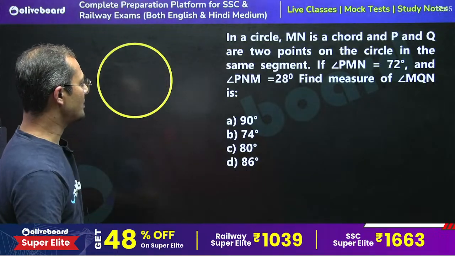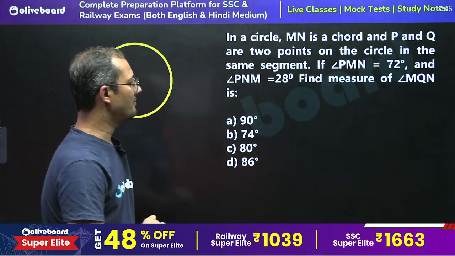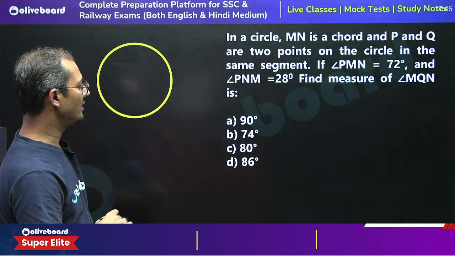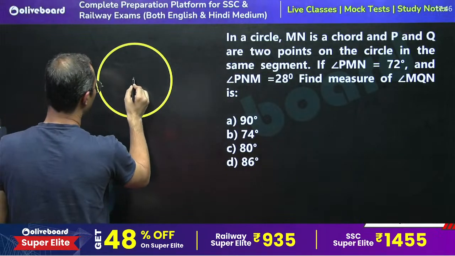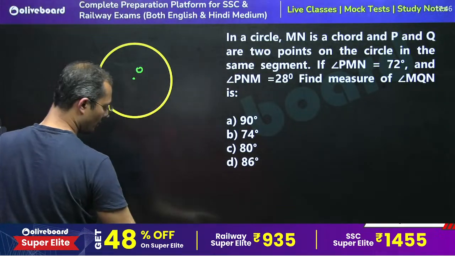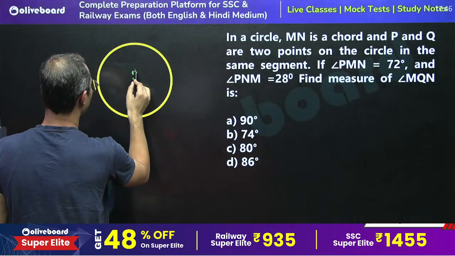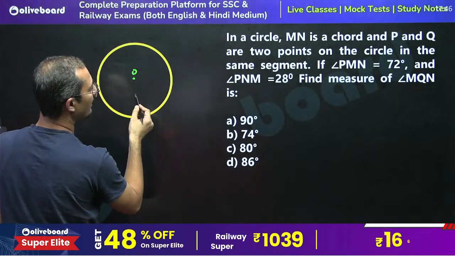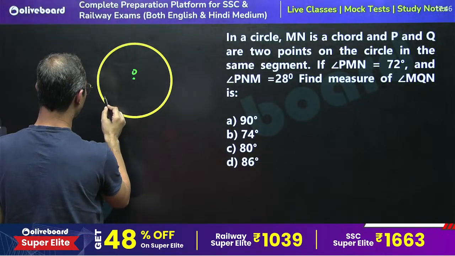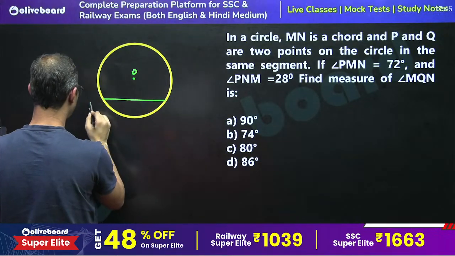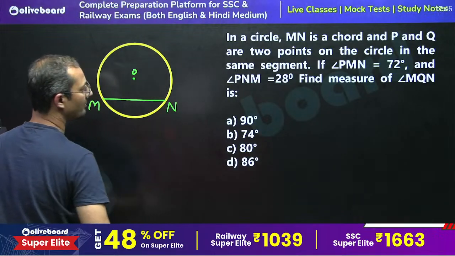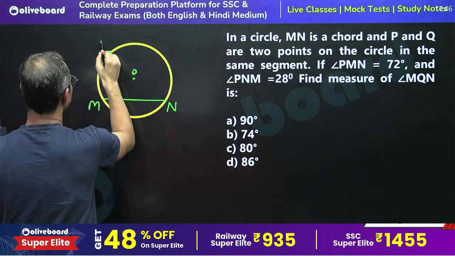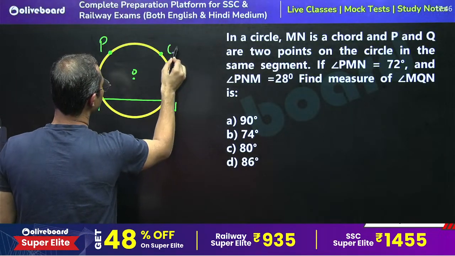What is the question saying? The question is saying MN is a chord and P and Q are 2 points on the circle in the same segment. See, O is the center. And P and Q are the 2 points. MN is a chord. This is M and this is N. Take 2 points in the same segment. So P is here and let's say Q is here.